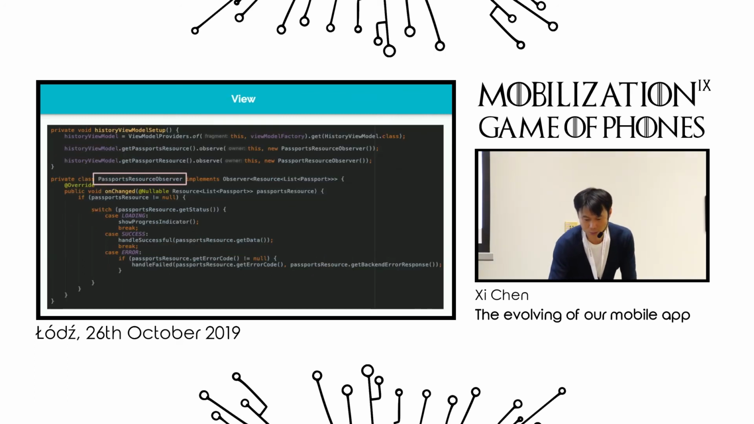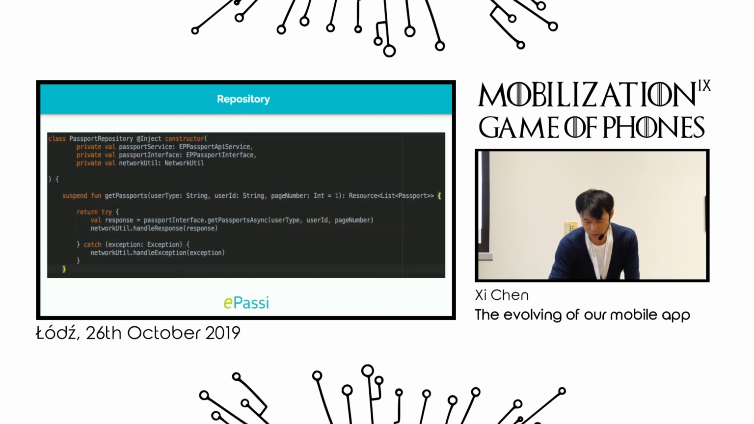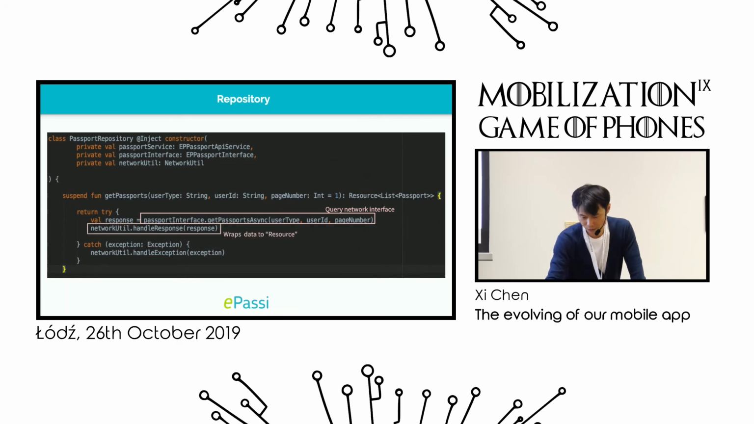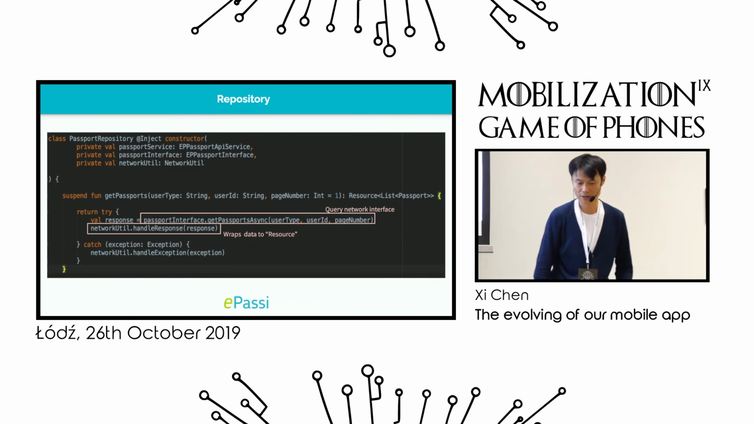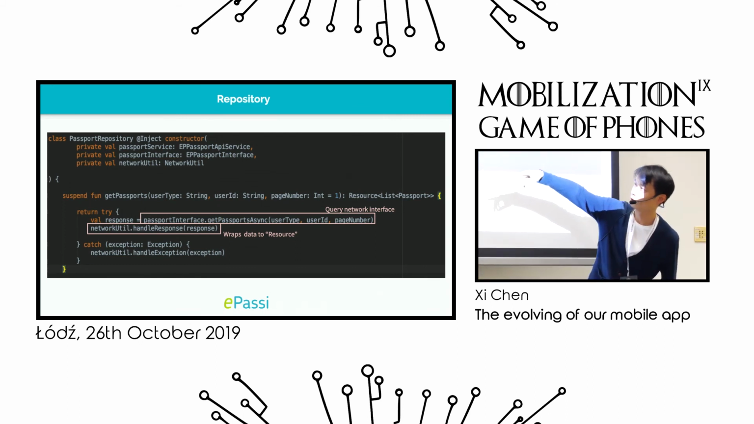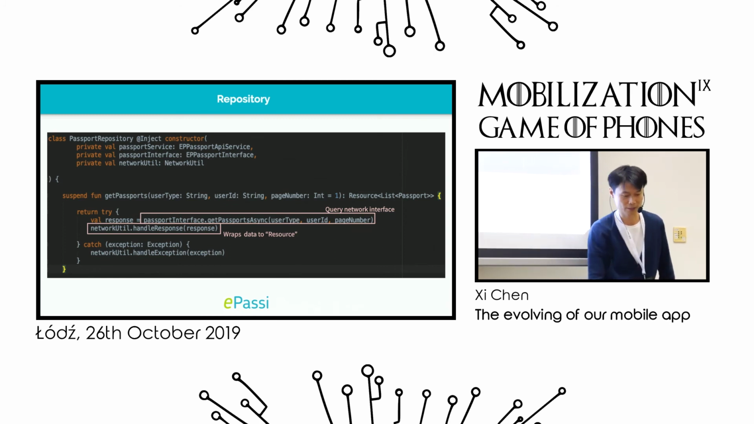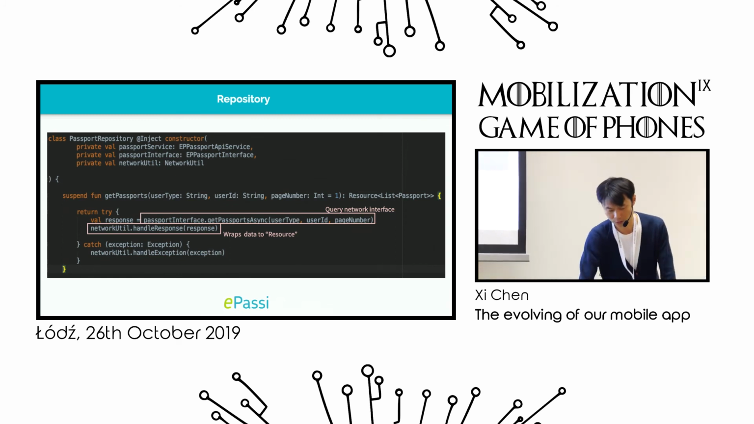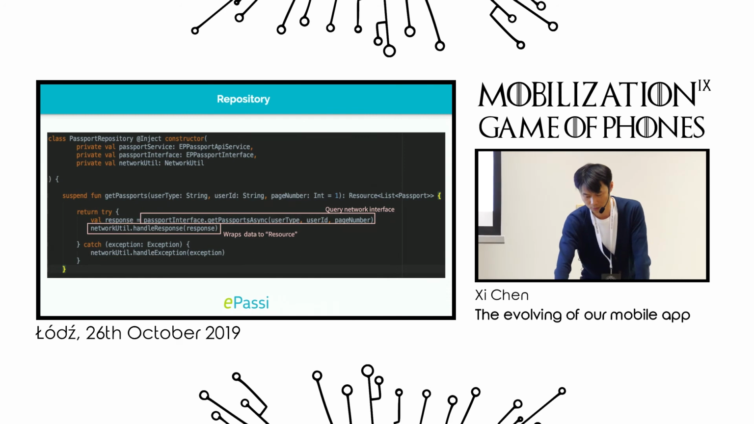On the view side, we just register an observer. That's it. And in the repository part, we query the network interface and wrap the data in a Resource. And again, there is no callback. But notice that the function has another keyword called suspend, because that's coroutines. So with a suspend function, no callback is needed.